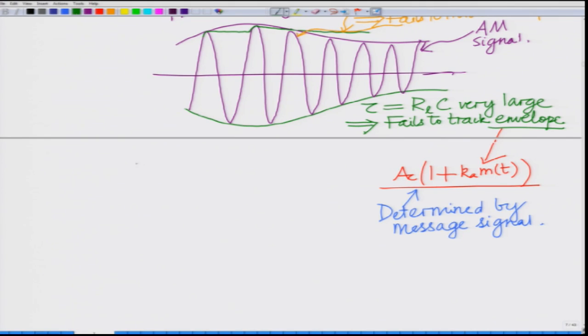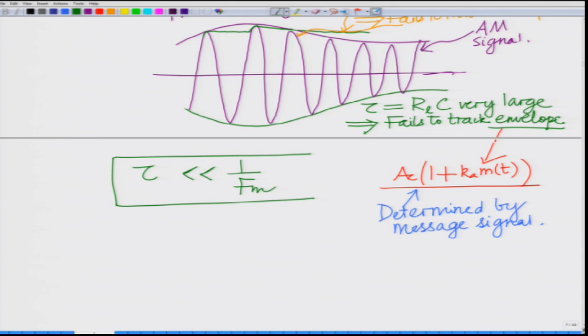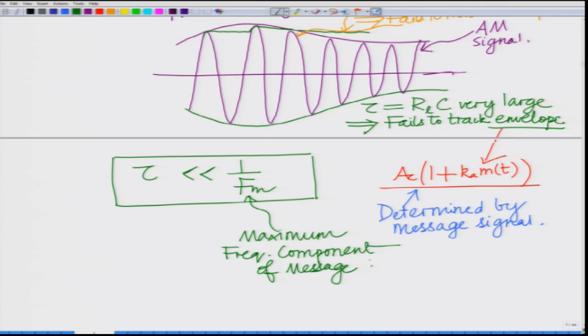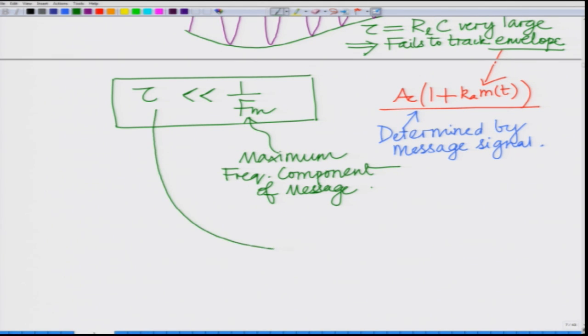So, we have to have tau much less than 1 over f_m, where f_m is the maximum frequency component of the message signal. That means basically the time period of discharge is faster.